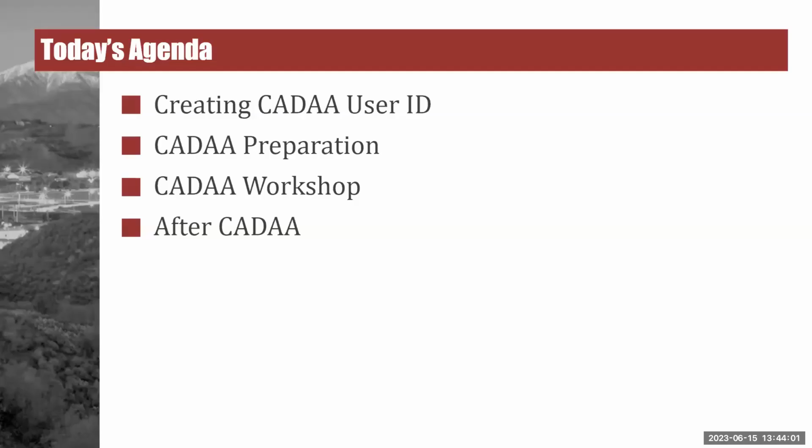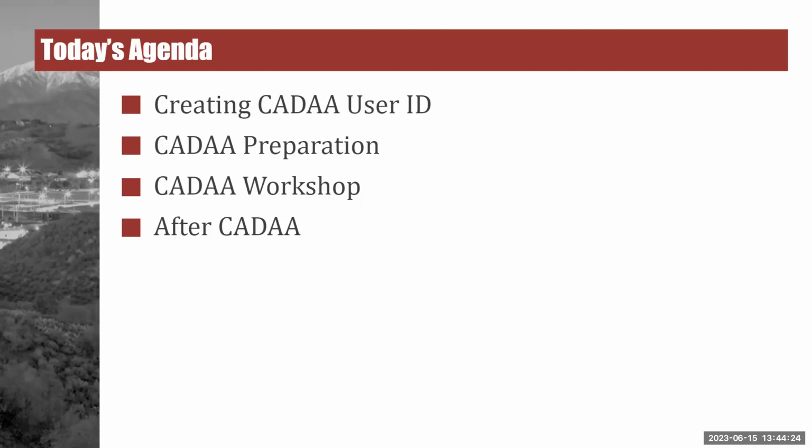We will first review how to create your California DREAM Act application user ID. The user ID you create will be a unique ID and password that you will use every year to complete the California DREAM Act application. Afterwards, we will cover some information about how to prepare to complete the DREAM Act application, what documents and information you will need to have available.